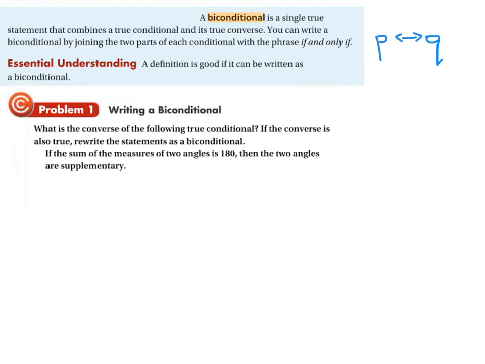You'll see. Okay? What is the converse of the following true conditional? Notice that they tell you it's true. There are sometimes where you're just given the information that the original conditional is true. What's the converse of it? If the converse is also true, write it as a biconditional. So here it is. If the sum of the measures of two angles is 180, then the two angles are supplementary. First you have to identify the hypothesis and the conclusion of it.